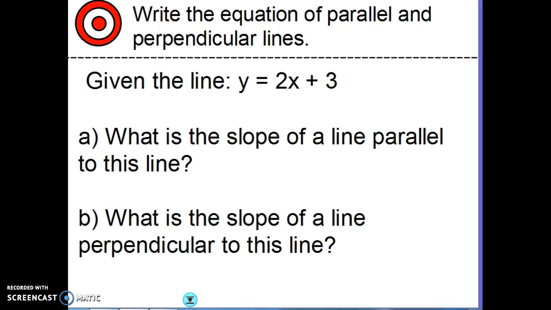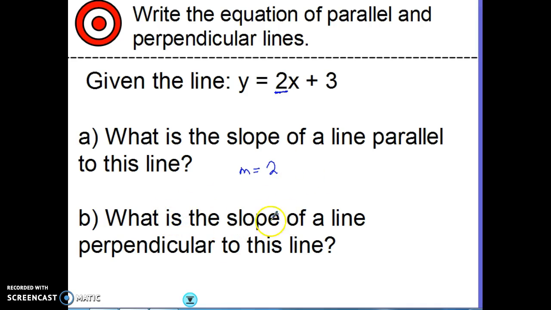So let's go ahead and try this out on a couple of examples. Let's say I gave you the line y equals 2x plus 3. What would be the slope of a line parallel to this line? Well, to find that, I'm going to go up here and find the slope. So the slope is 2. So the slope of a line parallel to that is going to be the same. So the slope is going to be 2 for this one as well.